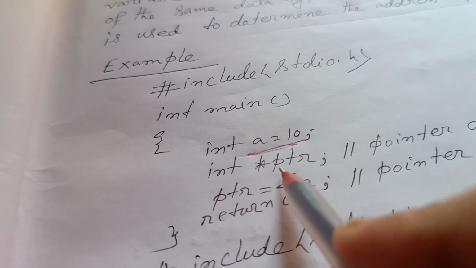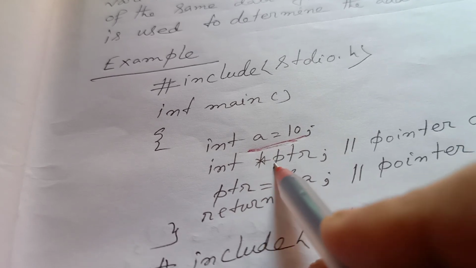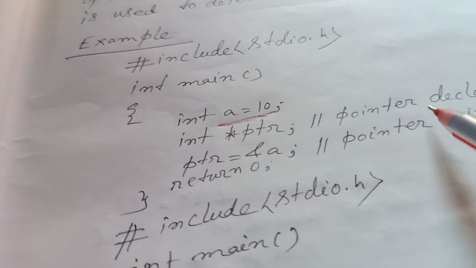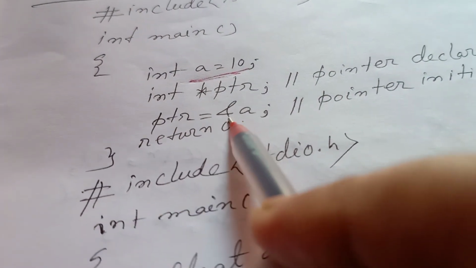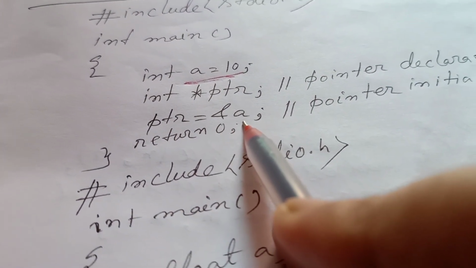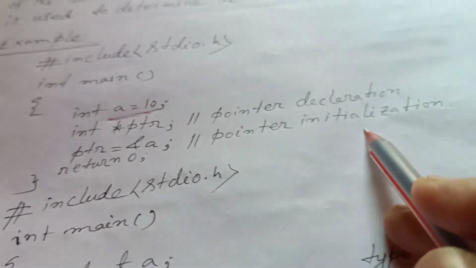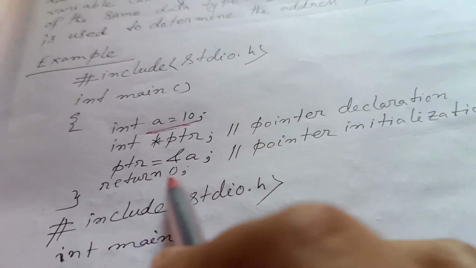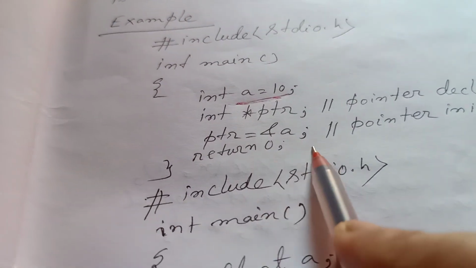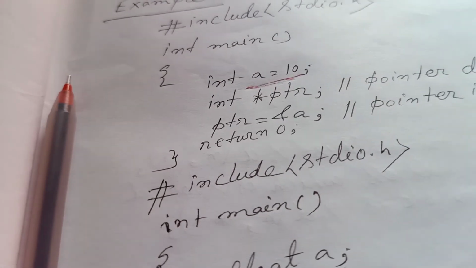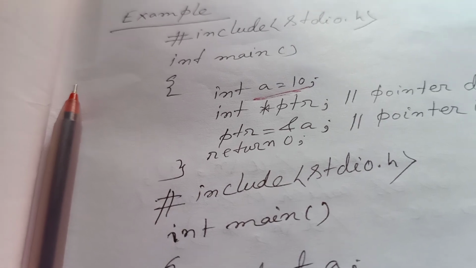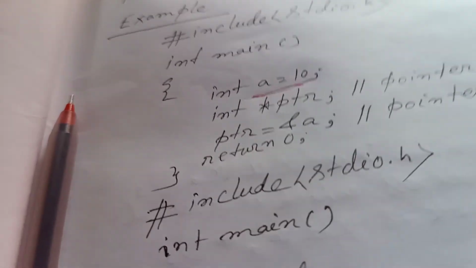Now int *ptr. ptr is the pointer variable. Okay, now ptr = &a. This is the pointer initialization. Now return 0. So this is the example of how to initialize a pointer.